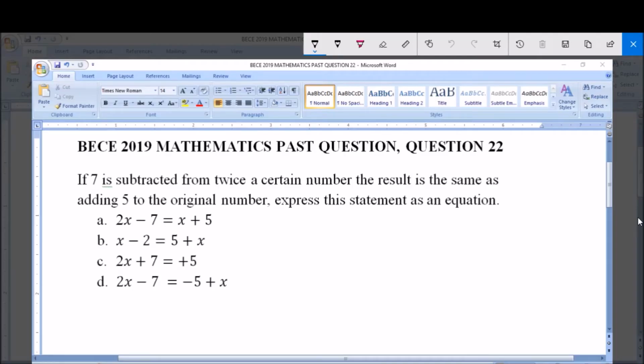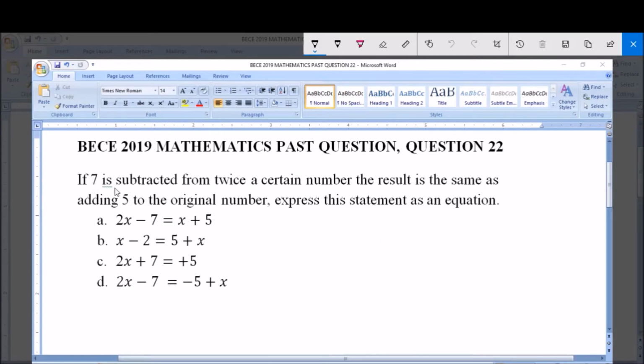Today we're going to be dealing with BECE 2019 Mathematics Past Question 22. If 7 is subtracted from twice a certain number, the result is the same as adding 5 to the original number. Express this statement as an equation.